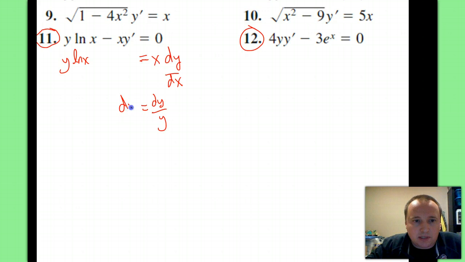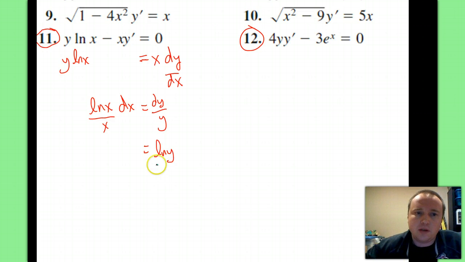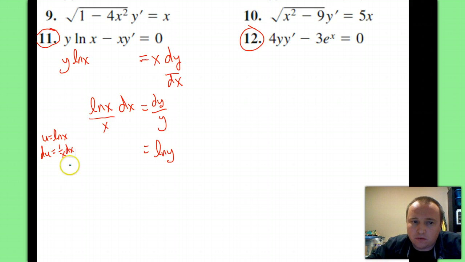On the left, I've got my dx. And then I have my natural log of x that was still there. And then I have this guy, right? I got x on the bottom. And so right side is easy to find the antiderivative of. You got natural log of y, okay? But the left side, this is where it gets fun. You get to do a u substitution. So if you were to say u equals natural log of x, du would be 1 over x dx.